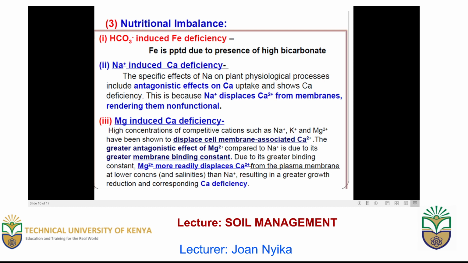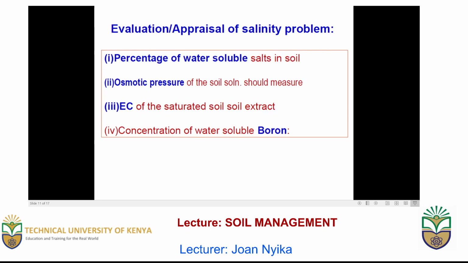However, in this case, we are saying the introduction of salts, for example, excess bicarbonates, induces an iron deficiency, and this has consequences on the plant yields. Sodium, on the other hand, induces a calcium deficiency. Magnesium also induces a calcium deficiency, and these are displayed by the plant and the soil in the form of various characteristics that result in reduced yields.